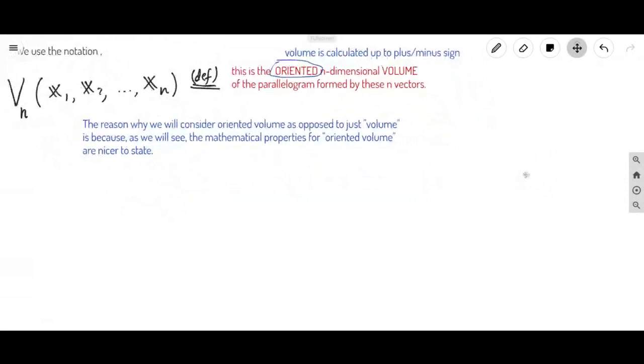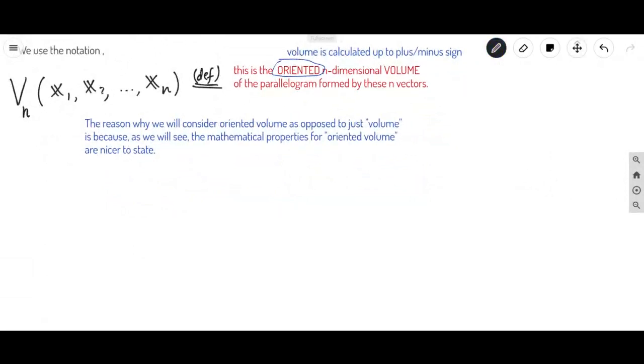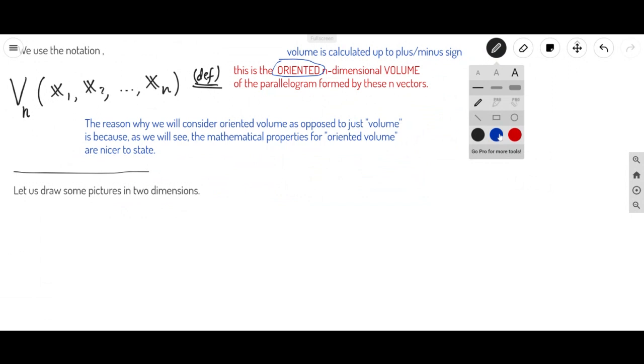So let's draw some pictures before we state some properties. Let's draw some pictures in 2 dimensions. This is the way it's going to look in 2 dimensions. Let's say you have 2 vectors. You have some vector over here, call that x. And then we have another vector, in this case, let's call it y.